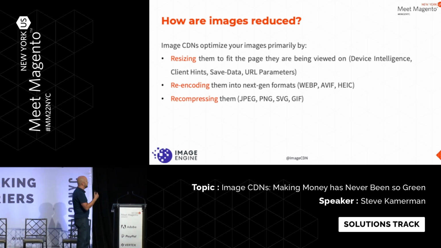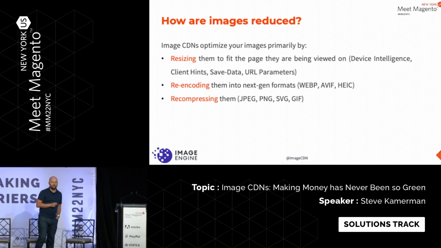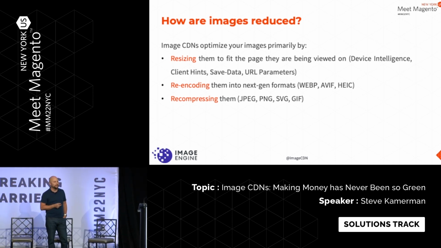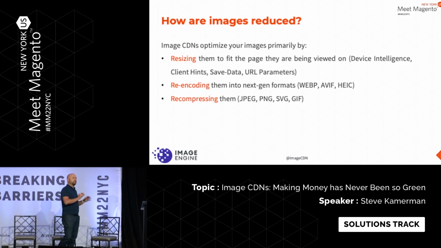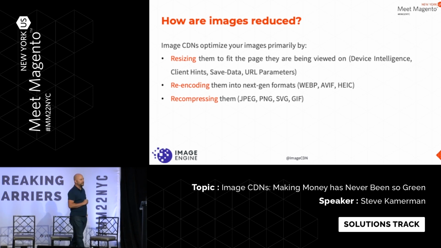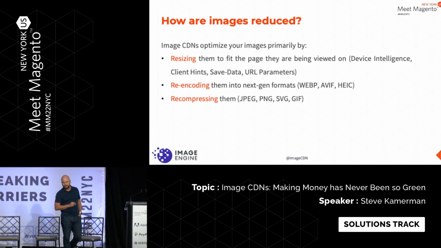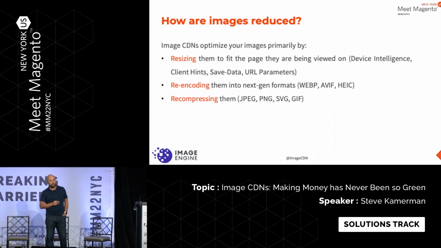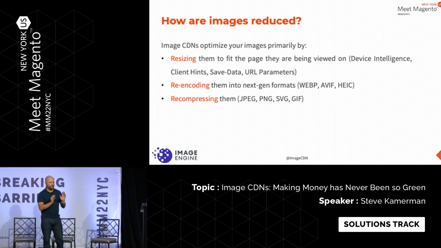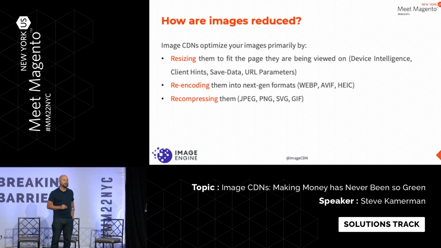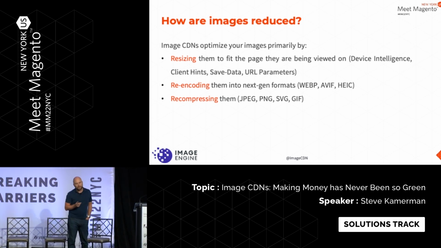We honor the save data features in image CDNs. Save data is a feature where if you have a poor connection or if you're in a country where you don't have very good infrastructure, you might have this feature turned on in Chrome, and your browser sends a hint to the CDN to tell it that we have a poor connection, and it could choose to make the images more or less optimized. And we support, in the general sense, URL parameters. You could say, I want the image to be 500 pixels wide, I want it to be significantly more compressed, or I don't care so much about quality, I just want to maximize my compression.